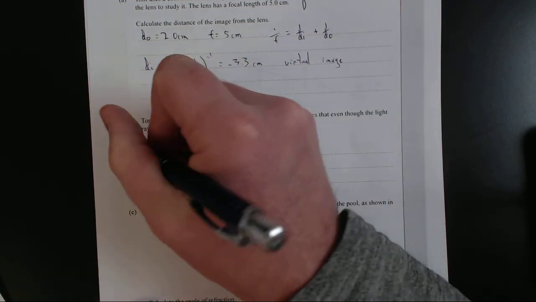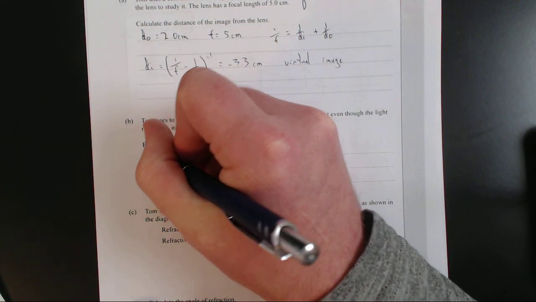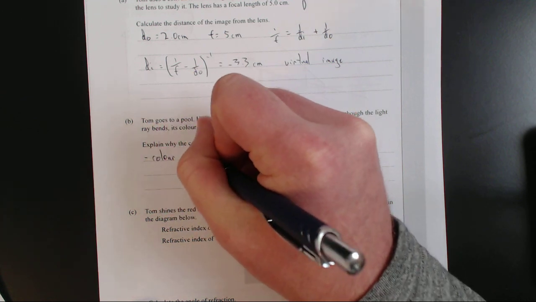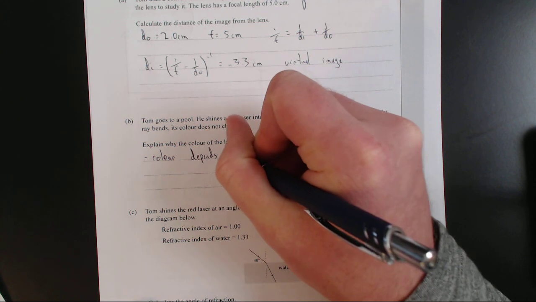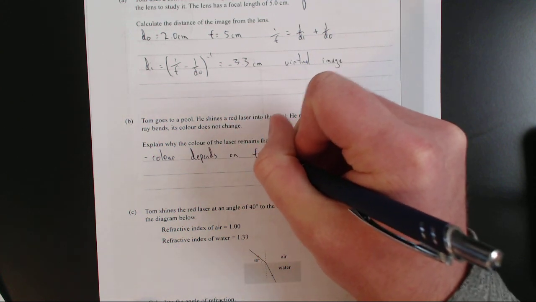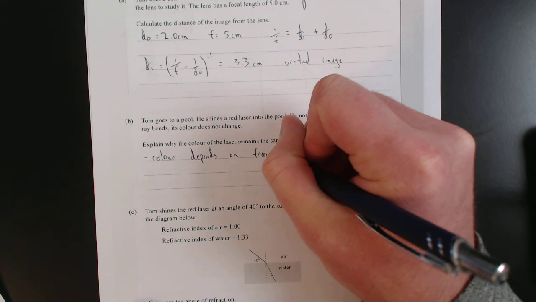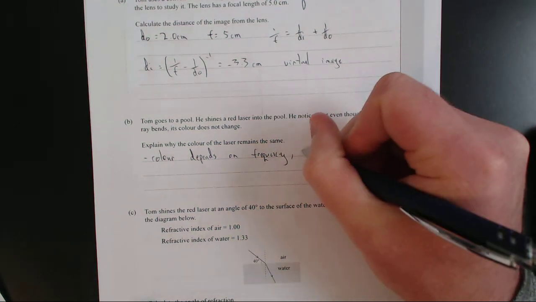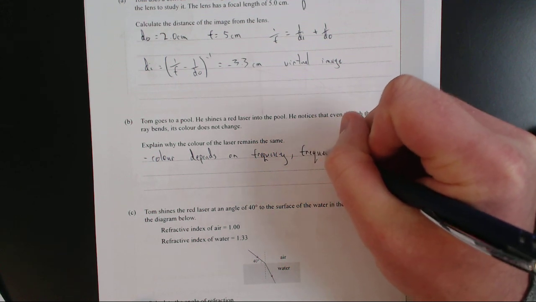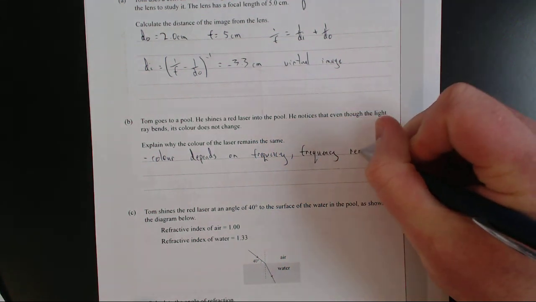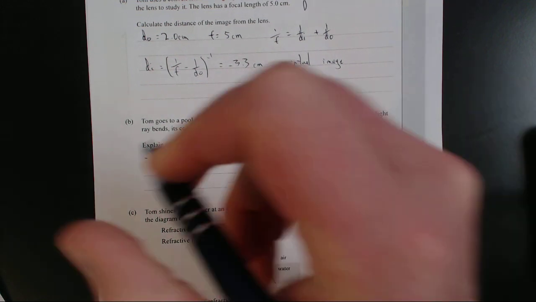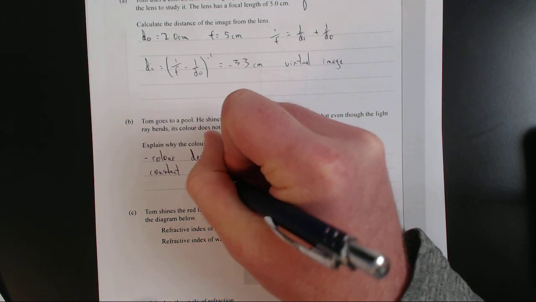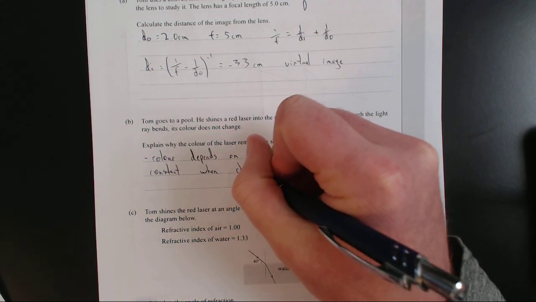So the color depends on the wavelength or the frequency. So I'll just put: color depends on frequency, and frequency remains constant when changing mediums.